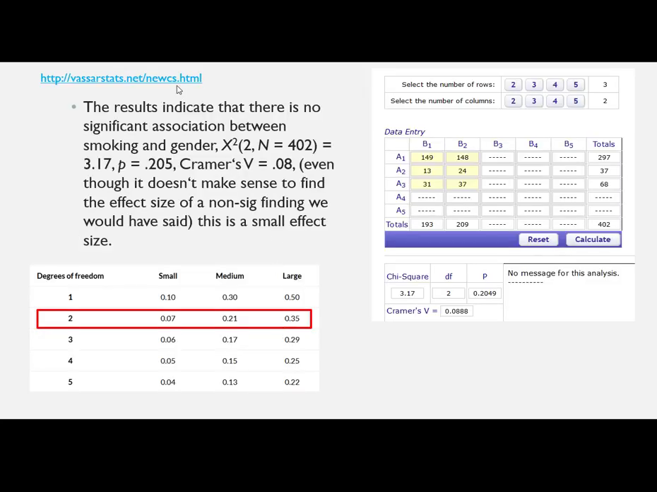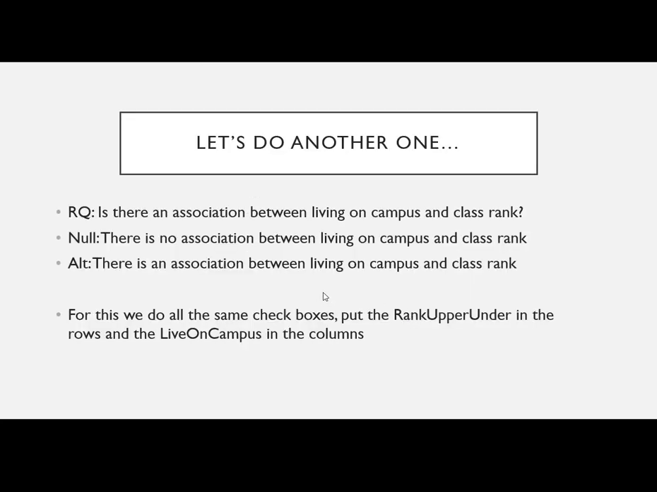Okay, and you can also go to Vassar Stats, this website, if you want to double check that you've entered your data the correct way. You can do this and it'll give you a chi-square value, and it'll also give you the Cramer's V. You can do this and check it against SPSS. I made these slides before SPSS changed and gave you the V and Cramer's V, but you can always do this and just double check yourself. All right, so let's do another one.